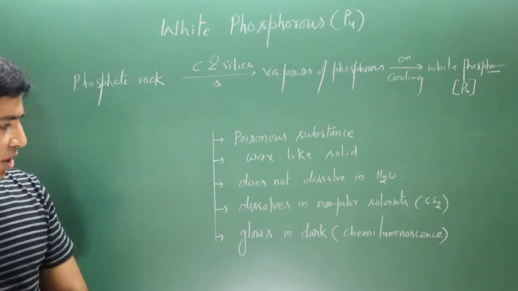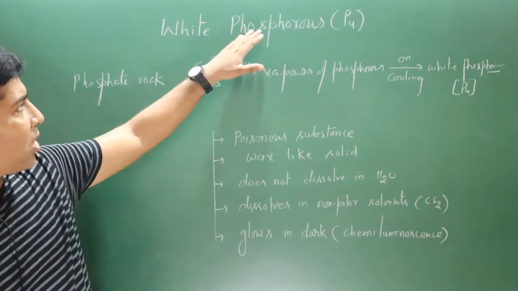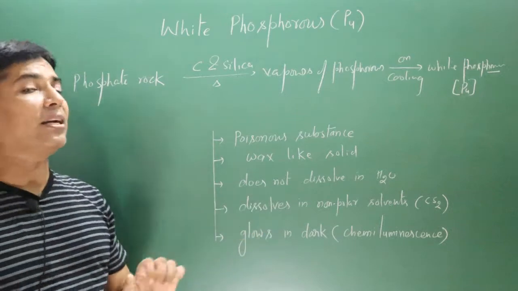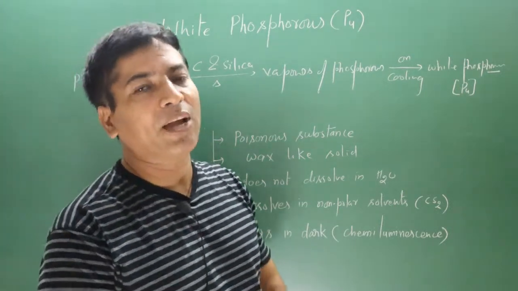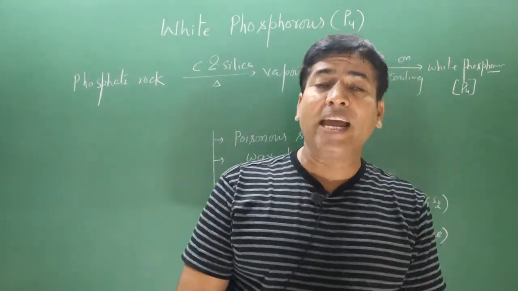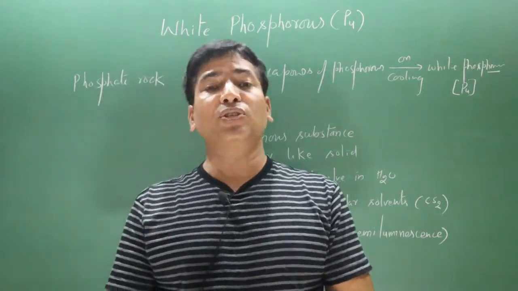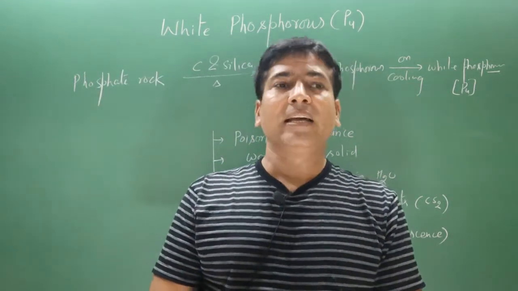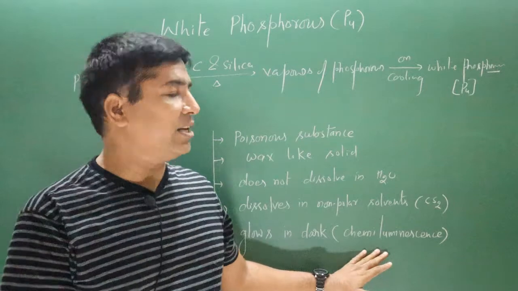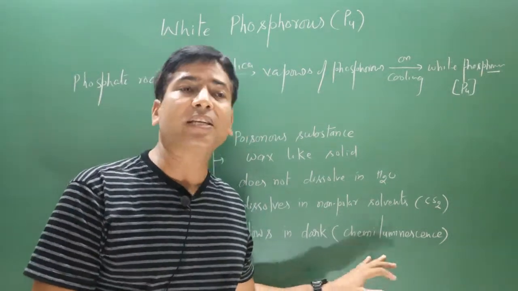Now we move on to the next property. An important property is that white phosphorus glows in the dark. This is the important property we have regarding white phosphorus. Any chemical which glows in the dark, this kind of phenomenon is known as chemiluminescence.